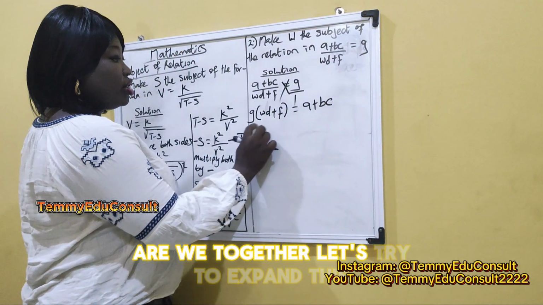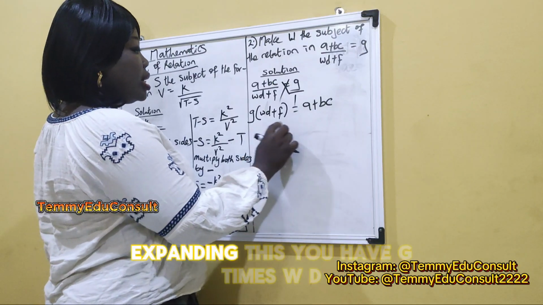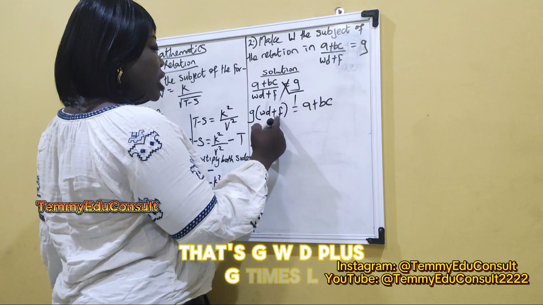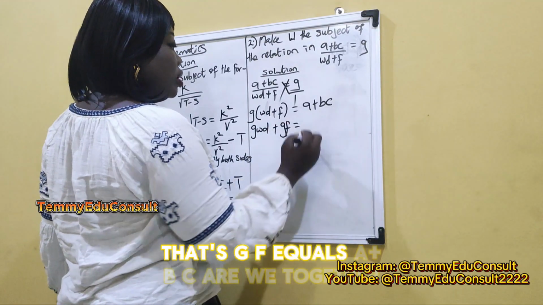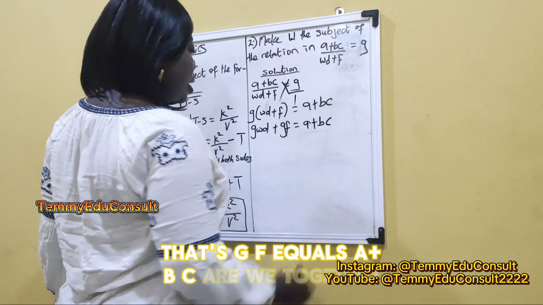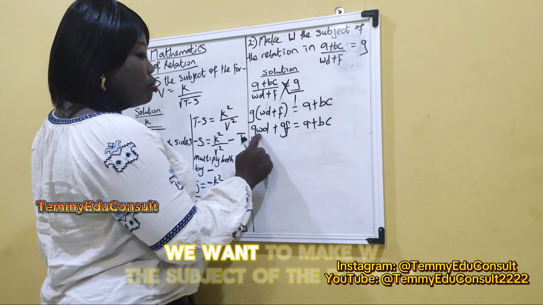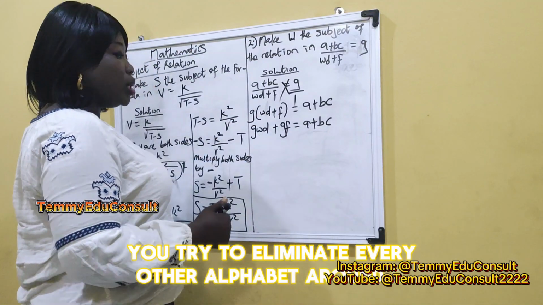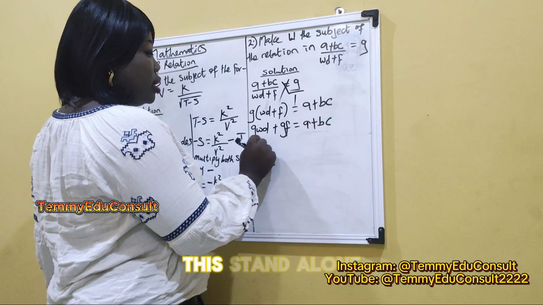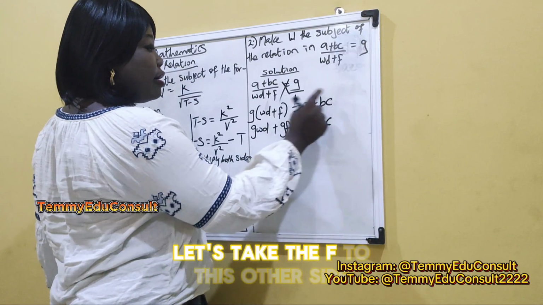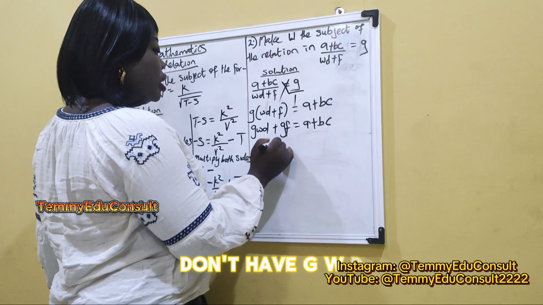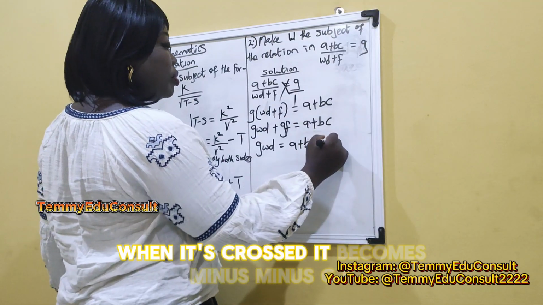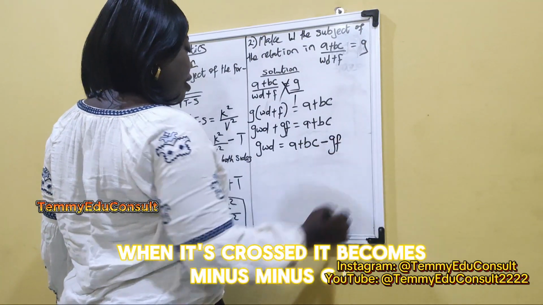Are we together? Let's try to expand this. Expanding this, you have g times wd, that's gwd, plus g times f, that's gf, equals a plus bc. Don't forget we want to make w the subject of the formula, so you try to eliminate every other alphabet around it. So letting wd stand alone, let's take gf to this other side. So we have gwd equals a plus bc. This is positive. When it crosses, it becomes minus, so minus gf.